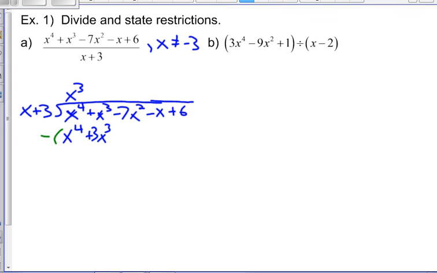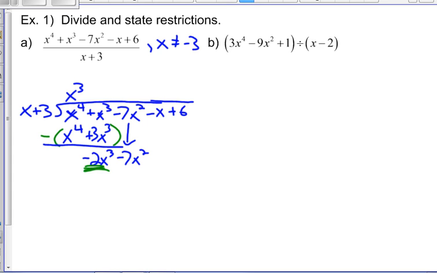So I'm going to subtract this. And what will that give me? That will give me no more x to the 4th, so that's good. And I've got x cubed minus 3x cubed, so negative 2x cubed. All right, and I can bring down my minus 7x squared. And I just sort of repeat the same steps.